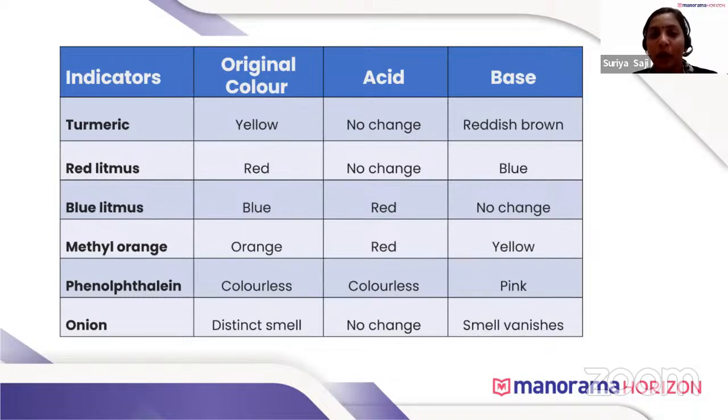Litmus is of two types, red and blue. Red litmus will not change in acids, but in bases it will change to blue. Blue litmus will turn red in acids, and there will not be any color change for base solutions. Methyl orange's original color is orange, and it will turn red in acid solution and yellow in base solutions. Phenolphthalein is another indicator whose original color is colorless, like liquid water. It will be colorless in acids, but it will turn pink in base solutions.